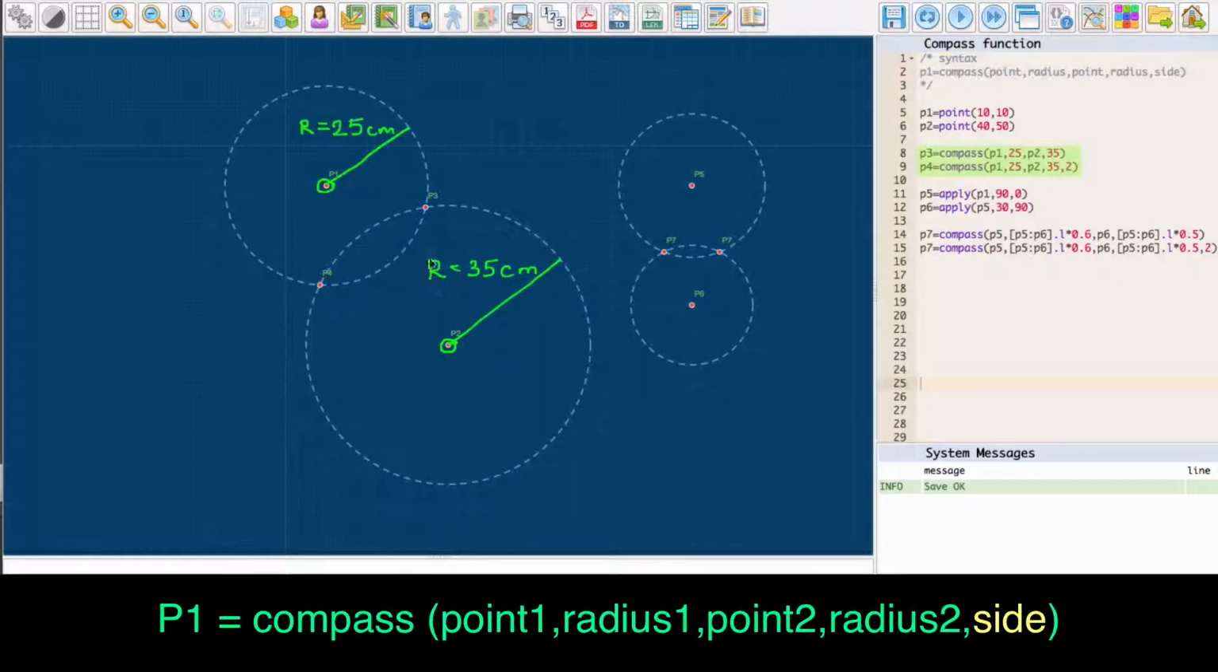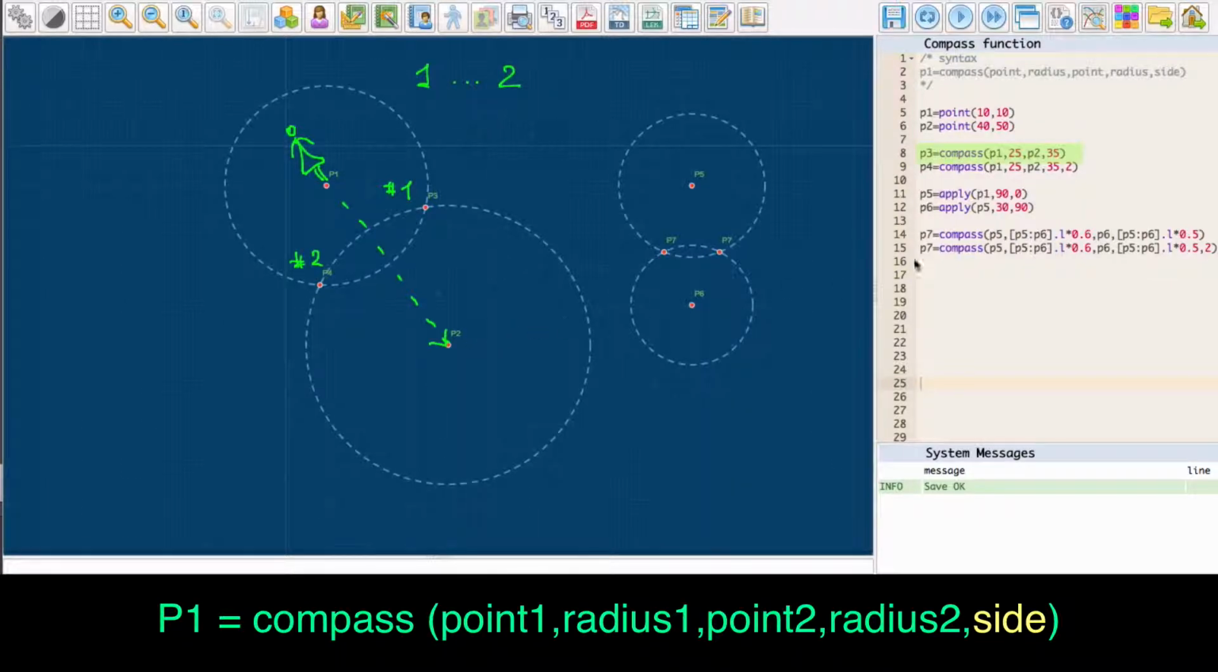Now, let us see what the side parameter stands for. The easiest way to understand it is to imagine yourself standing at the first point and looking at the second point. This nice lady is standing at P1 and is looking at point P2, so in this direction. She can see both intersections. One of them is at the left side and the second one is at the right side. From her point of view, the order of the points is like this: 1 and then 2.